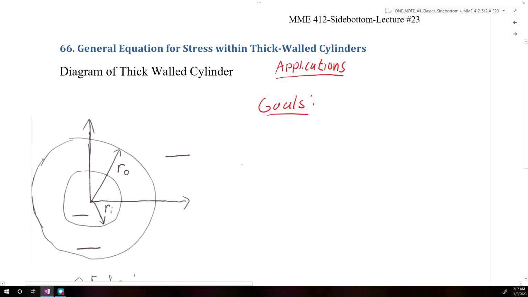In this video, we're going to derive the general equation for stress within a thick-walled cylinder. Thick-walled cylinders are typically used in applications like chemical and food processing plants to store gases and liquids under pressure. The goal of these systems is to be able to withstand high pressure.